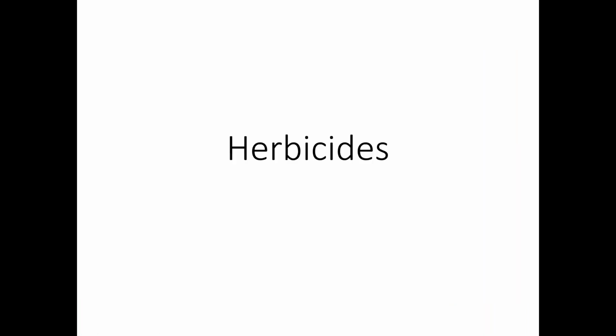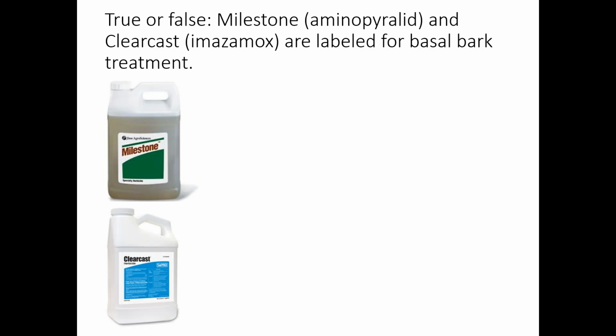Okay, now moving on to the herbicides. So what do we use for basal bark herbicide application? First off, I'm going to throw you a curveball. True or false: Milestone, which is aminopyralid, and Clearcast, which is imazamox, are labeled for basal bark treatment. I don't have a place for you to vote on this, but just think about this for a minute. You think that's true or false?